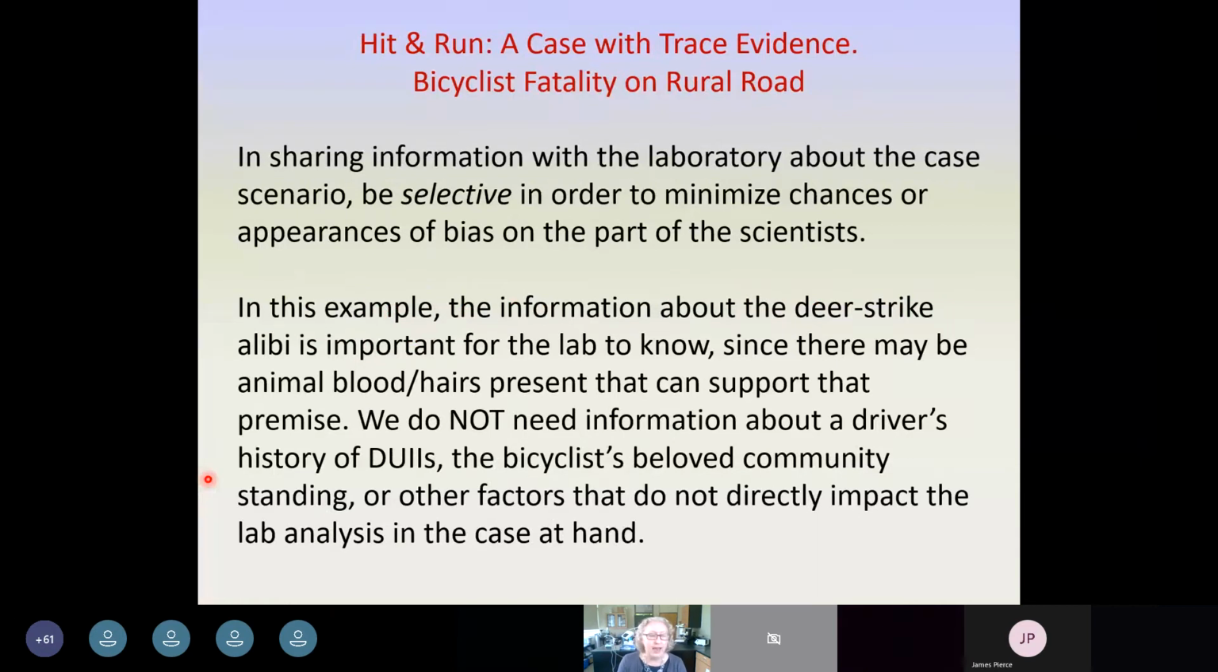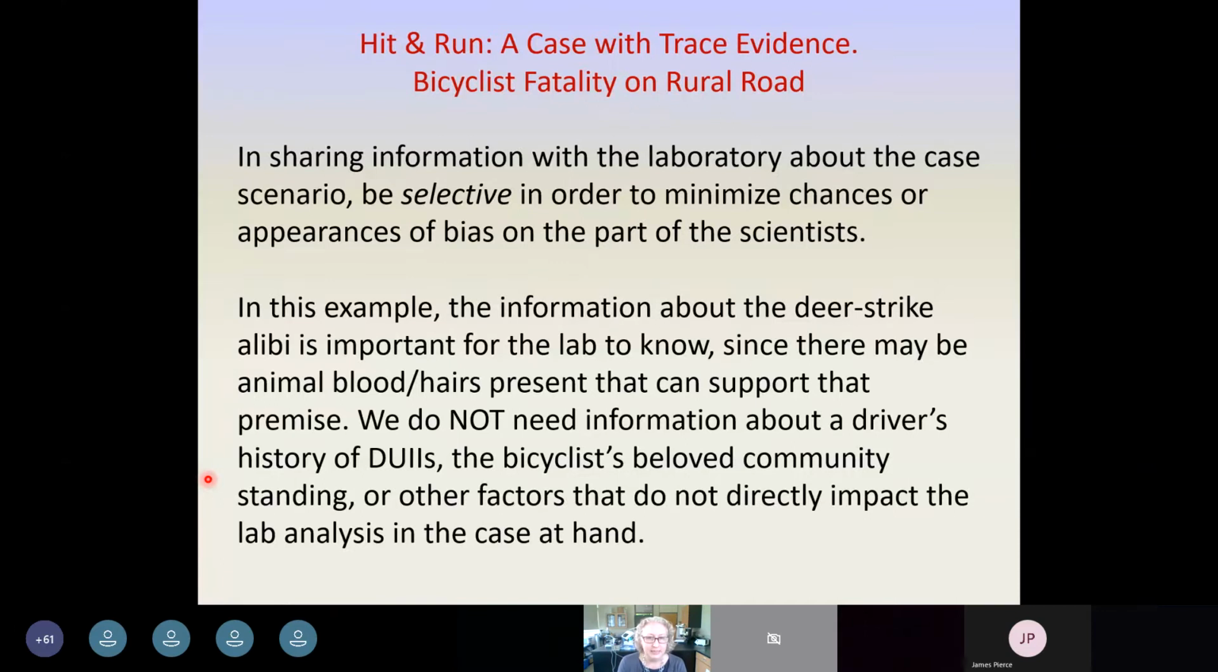So when we're talking about alibis and information provided to the laboratory, this is a great time for me to emphasize that we ask you to be selective about the information that you give us. In this example, we do need to know that his alibi is that he struck a deer, because we want to evaluate, okay, are these blood samples or hairs on the vehicle consistent with human, or are they consistent with animal? So that's a part of the alibi that we need to know.